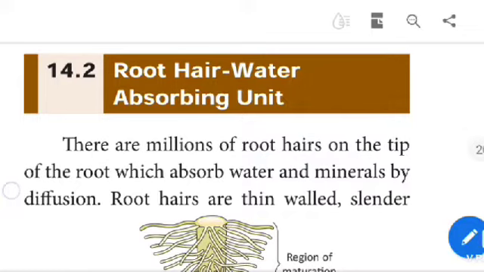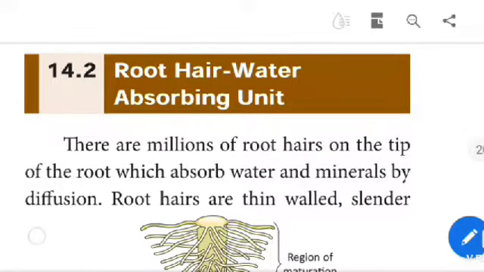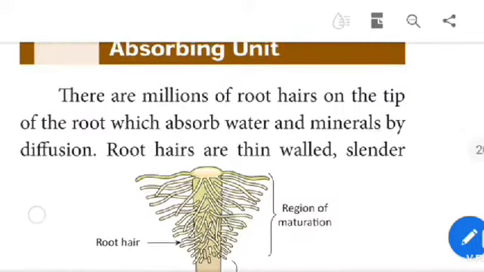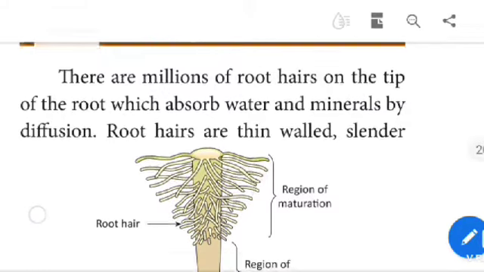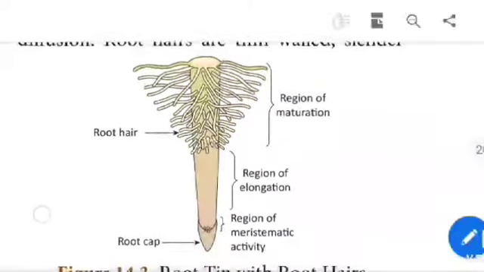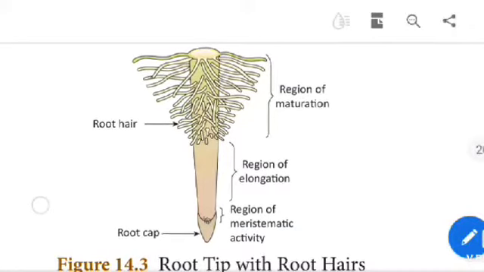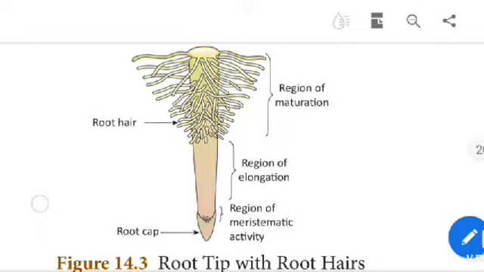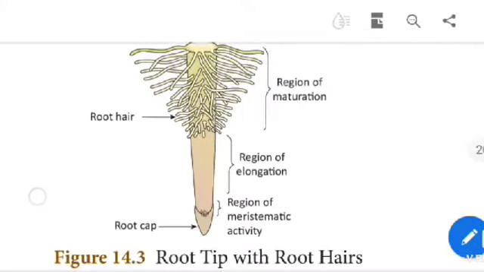Root hair, the water absorbing unit. There are millions of root hairs on the tip of the root which absorb water and minerals by diffusion. Root hairs are thin-walled cylindrical extensions of epidermal cells that increase the surface area of absorption. See the root tip with root hairs.